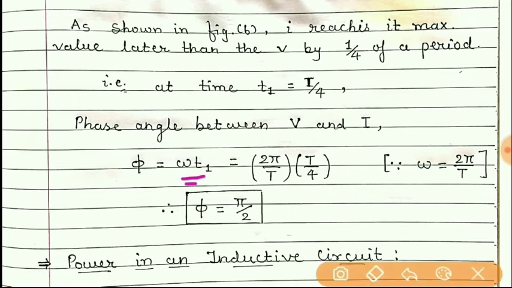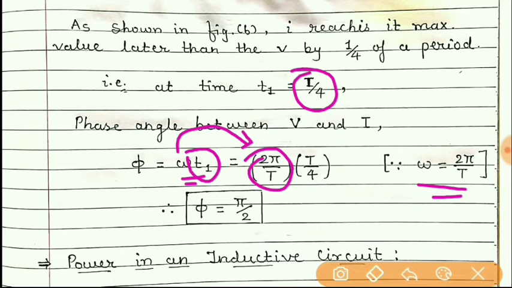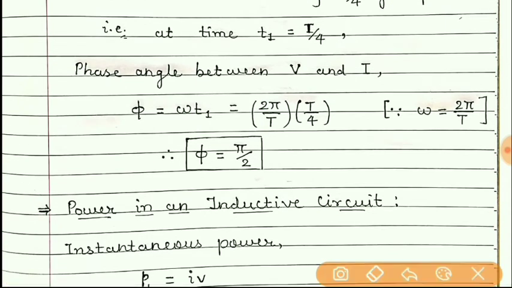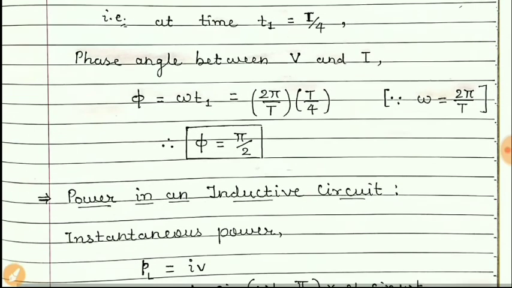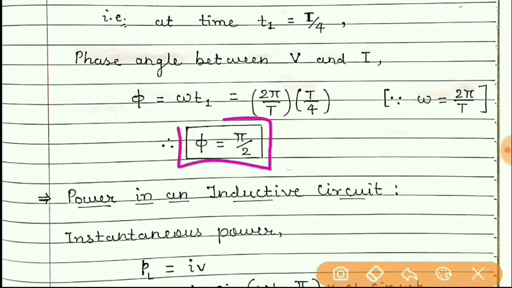which is equal to 2 pi by T. Why 2 pi by T? Because omega is 2 pi by T, so we have put the value of omega as 2 pi by T. And what is time t1? We have taken that time t1 is equal to T by 4, because 1/4 of a period. So I have written here T by 4. You can easily calculate this. You will get that as pi by 2. So phi is a phase angle between V and I.